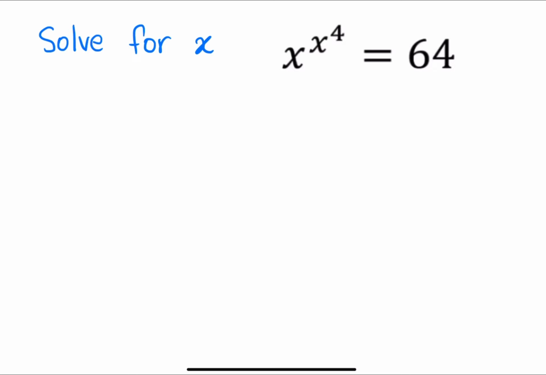If we look at the question, we have x raised to the power x raised to the power 4, which gives us 64. What we're going to do first is talk about a simple rule of exponents. If you're familiar with exponents, you might know this rule. It says that a raised to the power m raised to the power n is the same thing as a raised to the power mn, which is also the same thing as a raised to the power n raised to the power m. We're going to be using this rule in this problem, and this is a pretty common rule which I have used in a lot of my videos. So let's go ahead and get started.